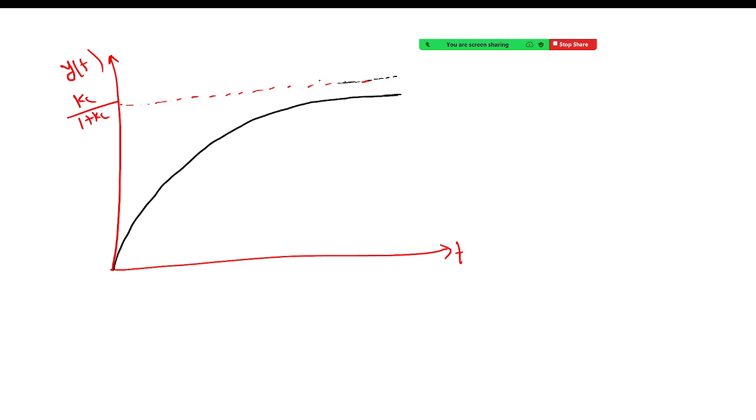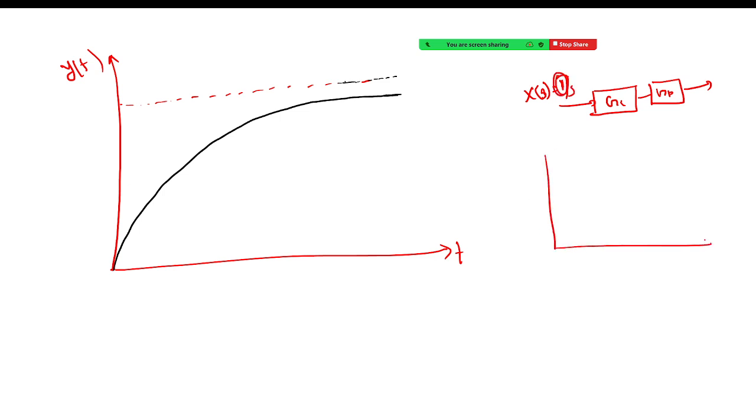Fine. But see, one more thing: since we have given a unit step input, let's try to understand. Since this was your Gc, this one was your P. If I give X(s) equal to 1/s, that means a unit step input was there, right? So let's say t and x. So I have given a unit step input.